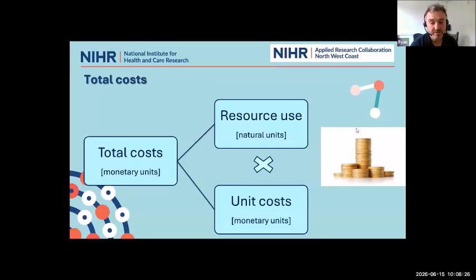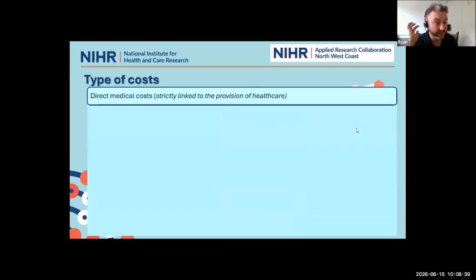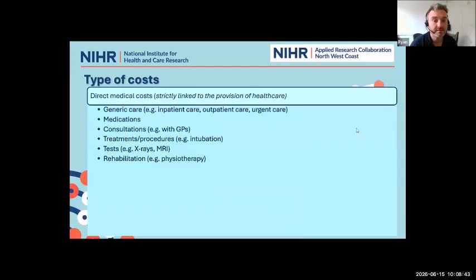And typically, if you imagine just like medicine, how many times do you have to take a medicine a day, and what's the cost of each one of those units of medicine, and multiplying together will give us our total costs. And then types of costs. Broadly speaking, we've got direct and indirect, and if we break down some of the direct medical costs, they're strictly linked to the direct provision of healthcare.